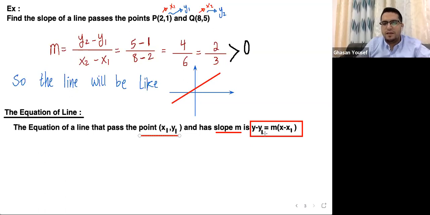So I can find the equation of this line by using this formula: y minus y1 equals the slope m times x minus x1. This is my x1, this is my y1, and the m here is the slope m. So I'm going to give an example of how we can use this equation to find the equation of the line.